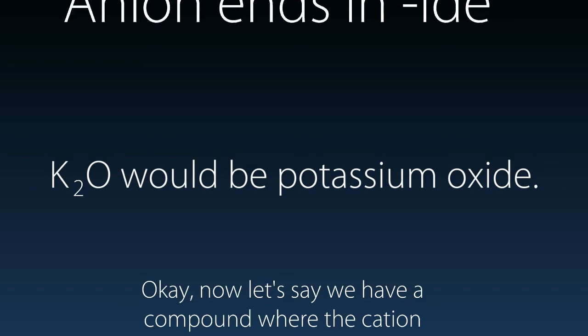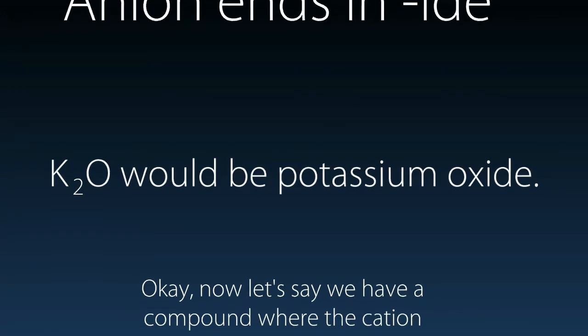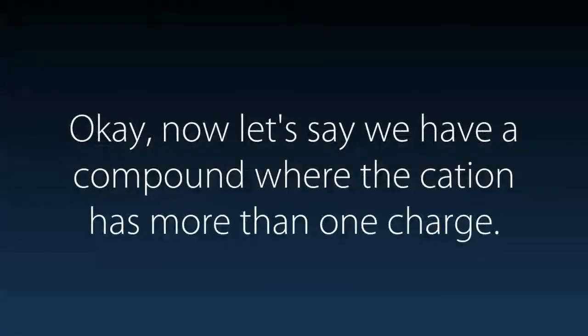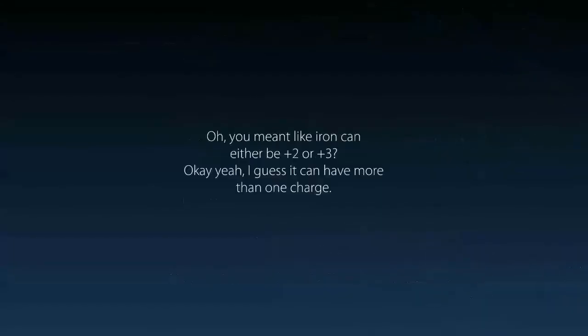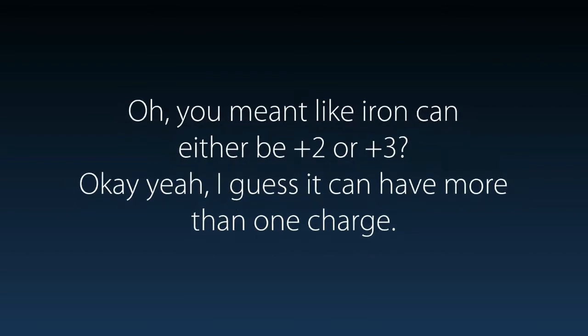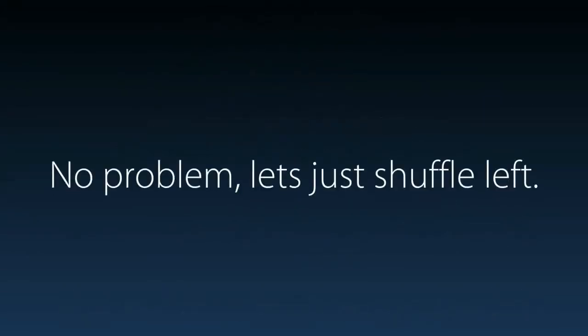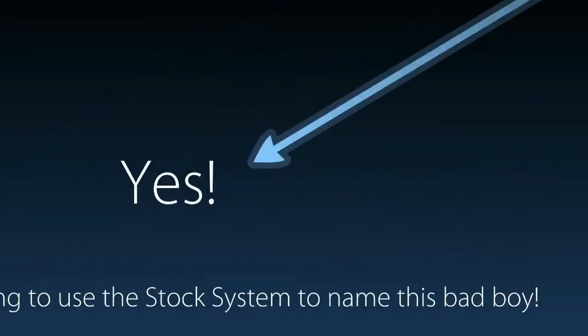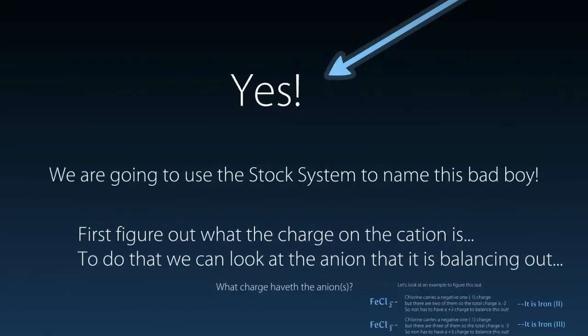Now, let's go ahead and assume that we have a compound where the cation has more than one charge. If that's the case, then we have to add a stock system of naming, okay? So this is like a 2 plus or a 3 plus. It can have more than one charge as a particular element. Now we're just going to go to the left side of this little bracket. Yes, it has more than one charge. So we use the stock system to name this bad boy.